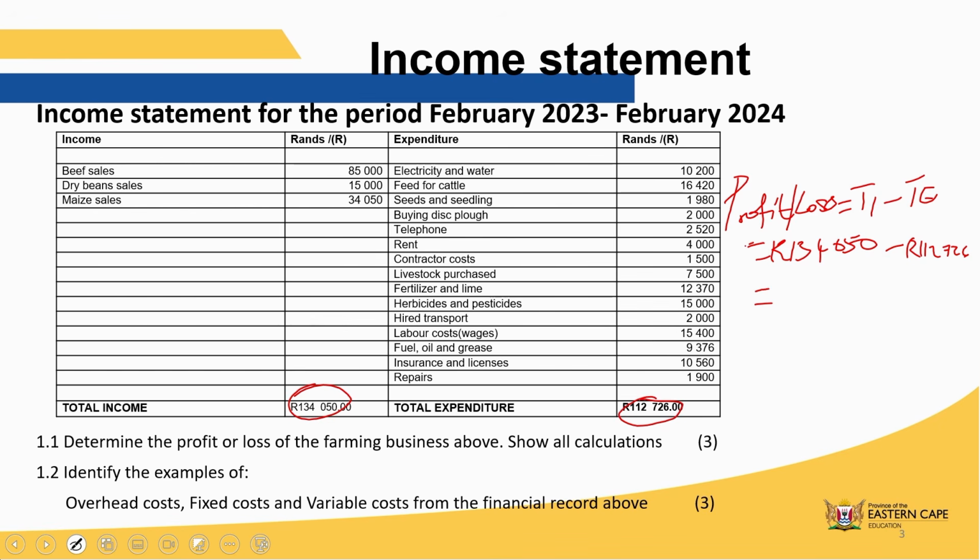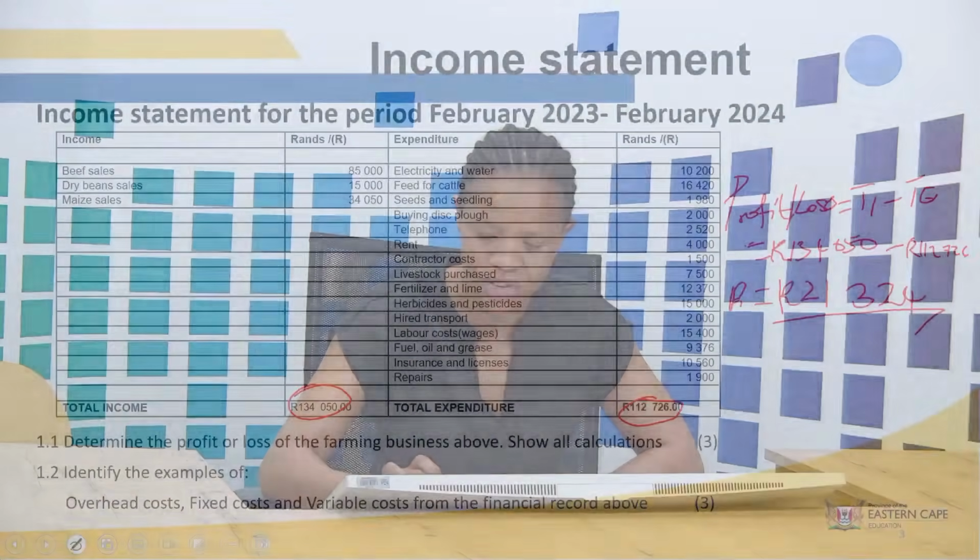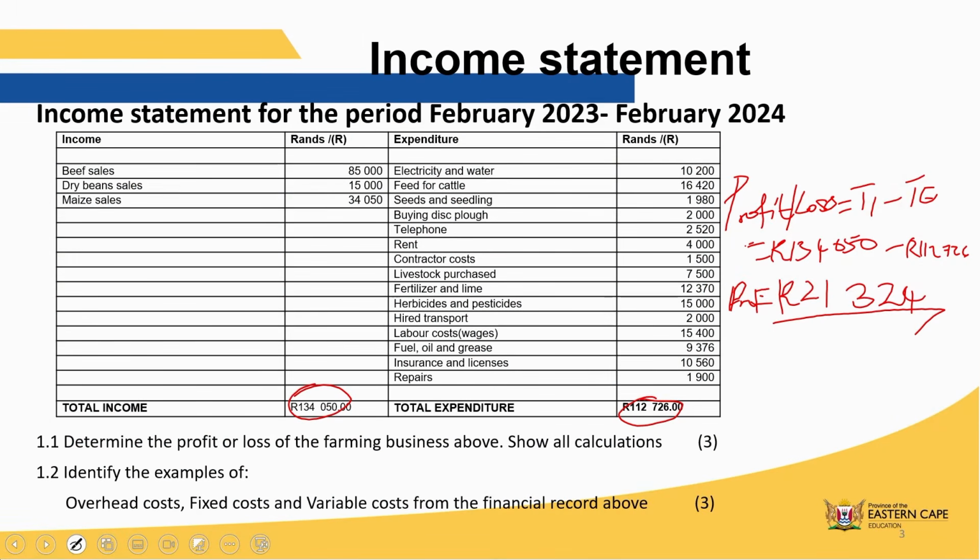Then let's calculate. 134,050 rand minus 112,726 gives us 21,324 rands. This is our answer, and this is a profit. So there is a profit. Comment on the profitability of the farm business. There is a profit because the total income is more than the total expenditure.